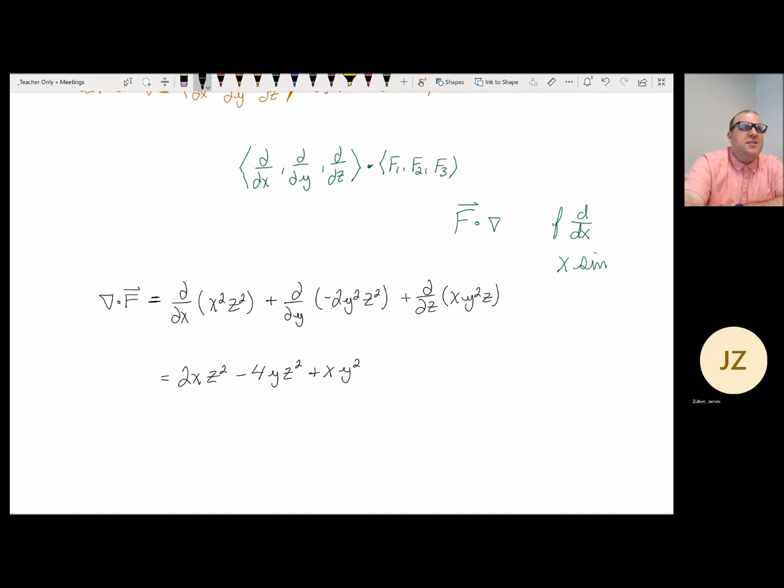Well, remember, we already looked at the del operator. We did it back with directional derivatives. We studied the gradient. Remember that? The gradient's actually a vector field. If you take the gradient of a function, don't you get a multivariate vector? This is called the gradient field. So what we're going to do is find the divergence of the gradient field of 6x cubed y squared z.